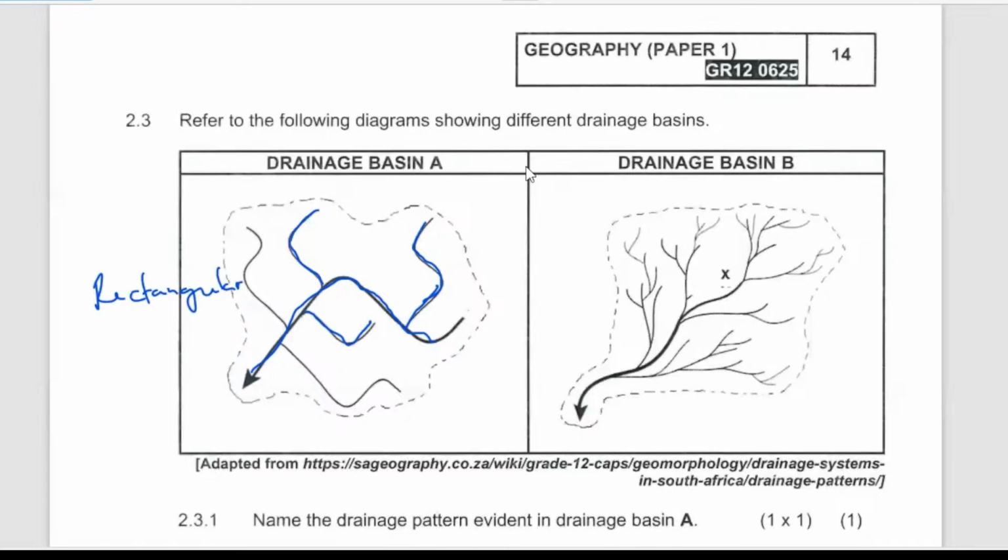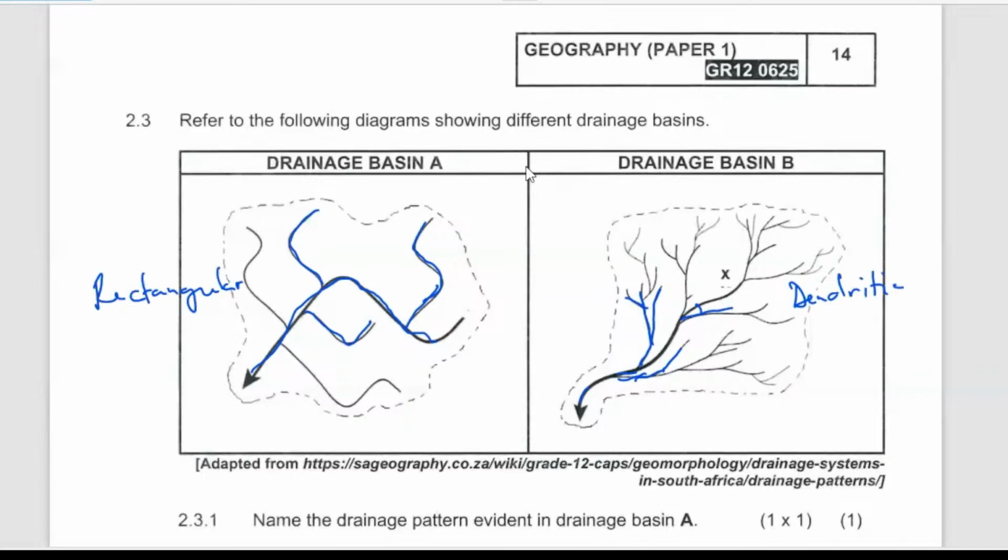Right, and let's go to drainage basin B. If we check, our main stream is this one, and if we check our tributaries, they are joining at acute angles, or at angles less than 90 degrees. And also if you check how the tributaries are joined by sub-tributaries, they are also joined at angles less than 90 degrees. And this nature of drainage pattern is what we call dendritic.